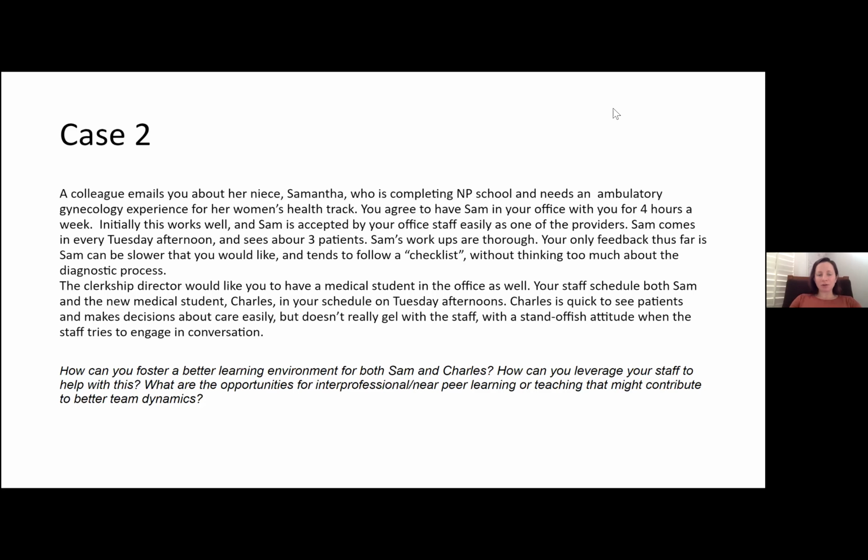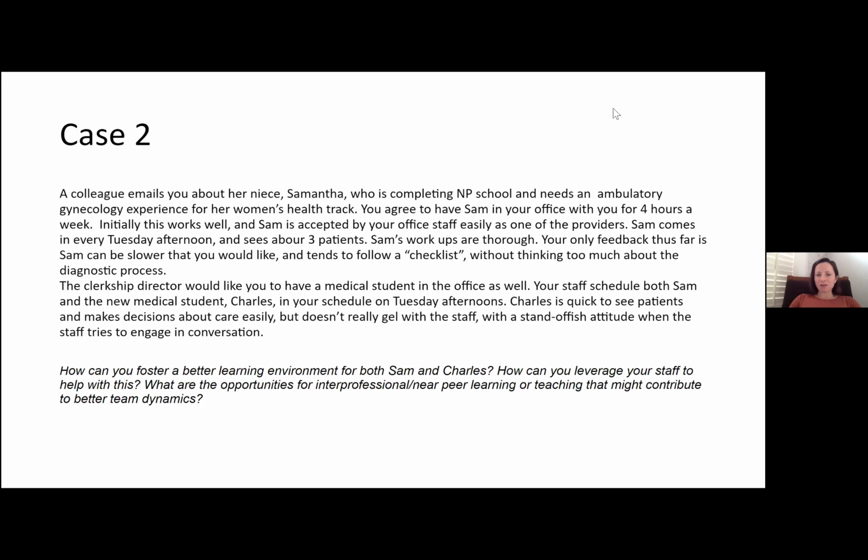But if you do have the ability, making sure that whoever's scheduling knows that putting them on 2 different days is most ideal. And then just setting expectations for your staff about what the student is capable of doing based on their skill level. The NP student is going to have a different skill set than a medical student, and also different expectations for what they do and don't do with the patients, how many patients they see. So just setting those expectations up front.